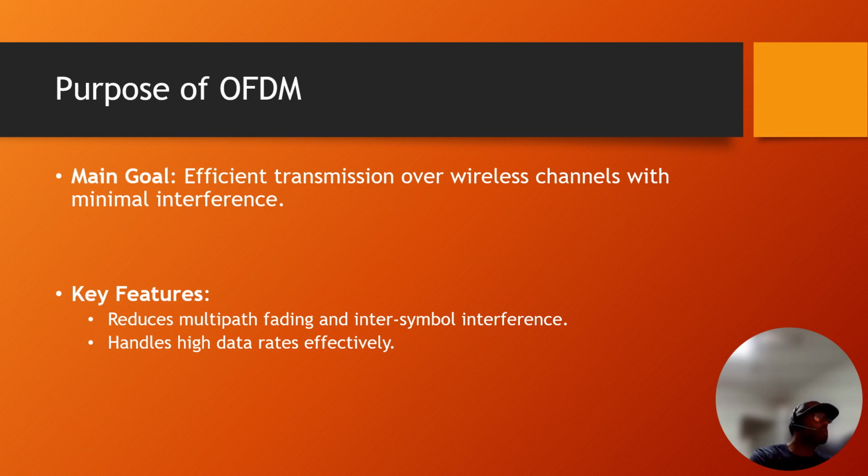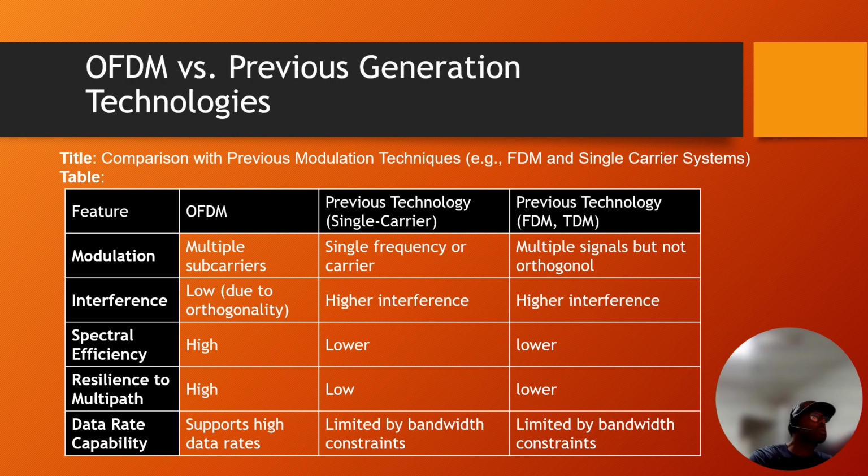It reduces multipath fading and intersymbol interference, handles high data rates effectively. OFDM versus previous gen technology. Modulation techniques are listed along the top row and the features are on the left. You can see based on the side-by-side comparison of the modulation techniques that non-OFDM techniques are more susceptible to interference due to multipath and have lesser efficient use of the bandwidth.